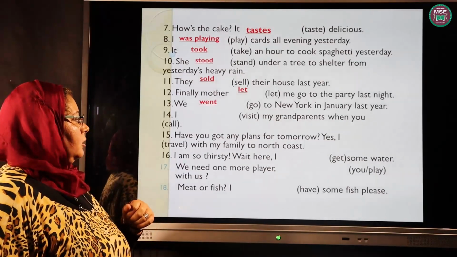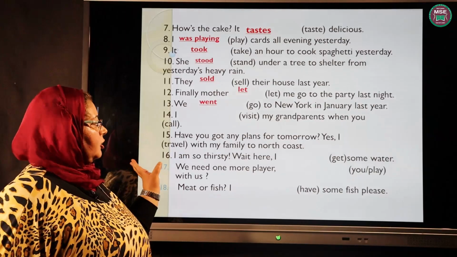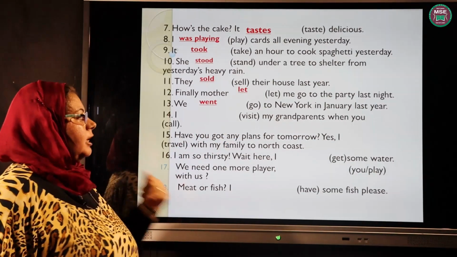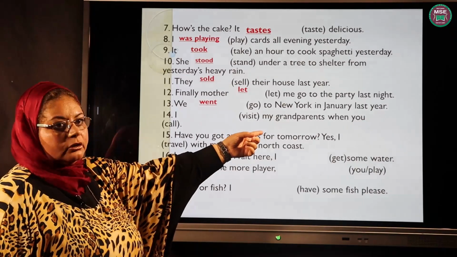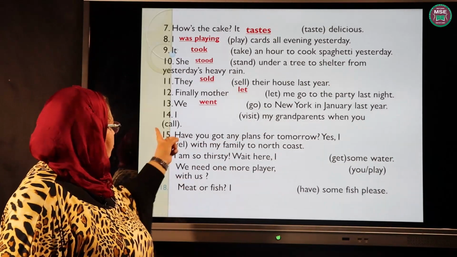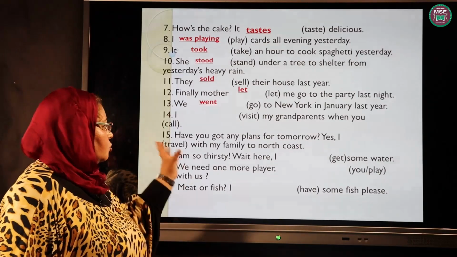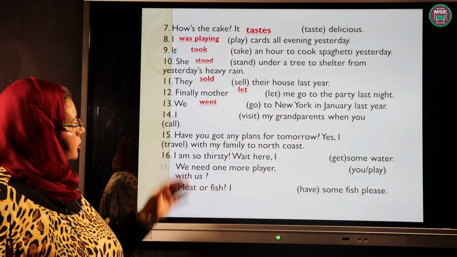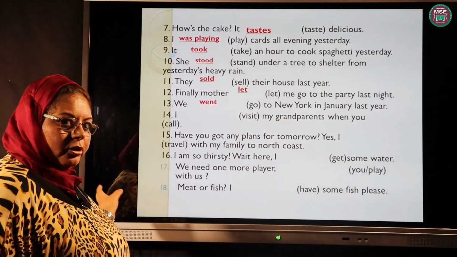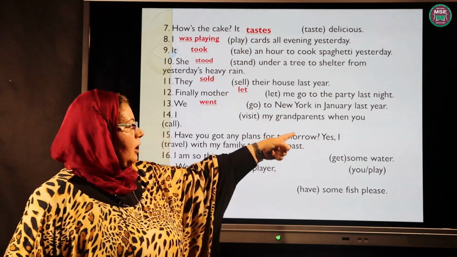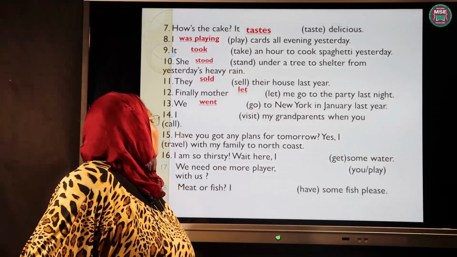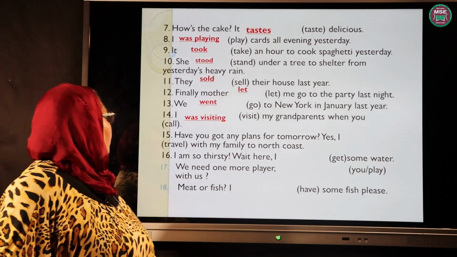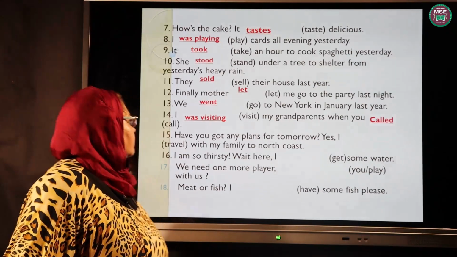I visit my grandparents when you interrupted. Okay? So where is the long action that happened in the past? Visit. And what's the action that interrupted? When you call. Okay? So here the long action comes in the past continuous. The short action comes in the past simple. And remember that after when. So I was visiting my grandparents when you called.